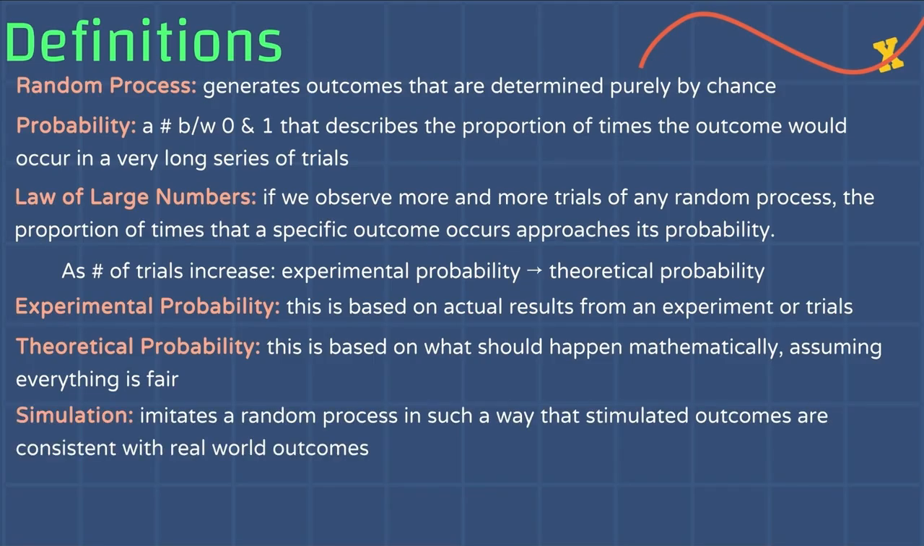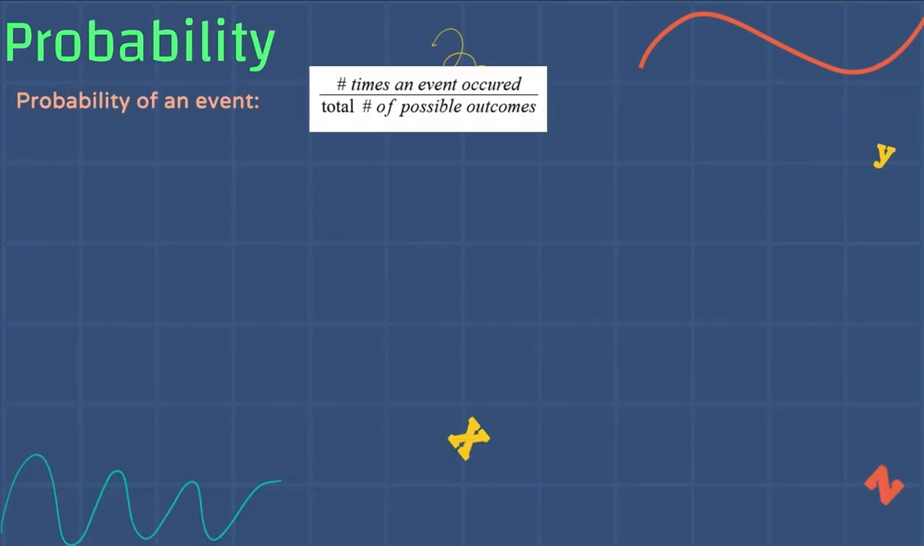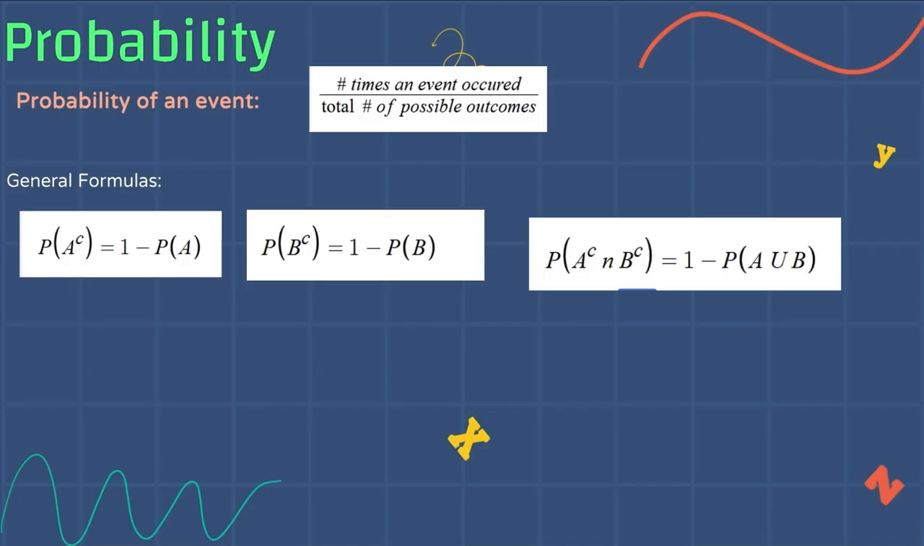A simulation imitates a random process in such a way that simulated outcomes are consistent with real-world outcomes. A sample space is a list of all possible outcomes. So, probability. The probability of an event is the number of times the event occurred over the total number of possible outcomes. So that's a general formula you should know. It's not on the reference table though, but it can be explained through Venn diagrams.